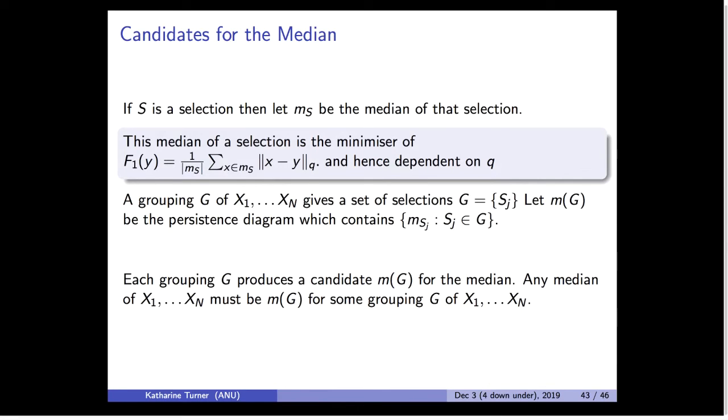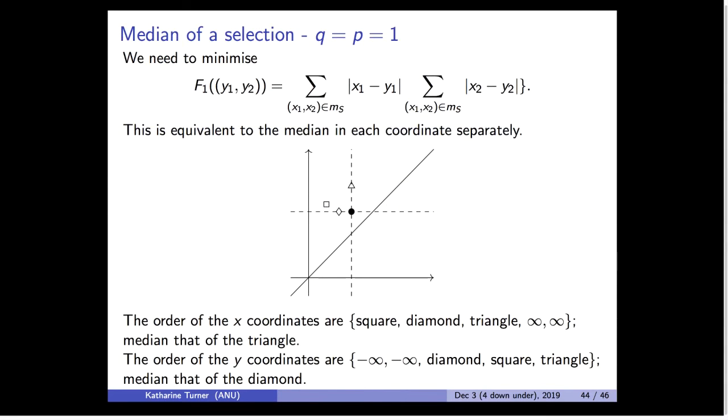Okay? So then the question in terms of computation is going to be, well, what is the median of a selection? So let's think about what Q can be. If Q equals P equals 1, that's what I want to argue it should be. Then I need to minimize the sums of distances in the x, the first coordinate, and the sums of distances in the y's in the second coordinate.